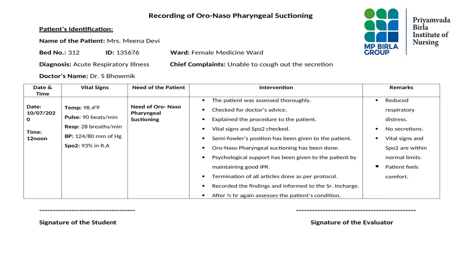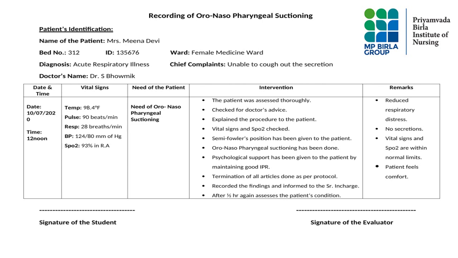In the recording part, you have to record the procedure according to the format. So here you can see, first is patient identification data. In the patient identification data, you have to mention the name of the patient, bed number, ID, ward, diagnosis and chief complaint. Also you have to mention the doctor's name. So this completes the identification data.